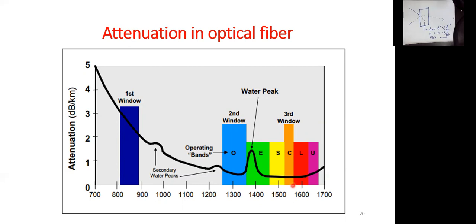Maybe one of the questions that comes to your mind is why we should use this first window as a sending window. You can see that the absorption here cannot be ignored. It's a high attenuation region with respect to the second window and the third window. But actually, these three windows are not only chosen based on the optical fiber industry, but they are also chosen based on the laser industry.